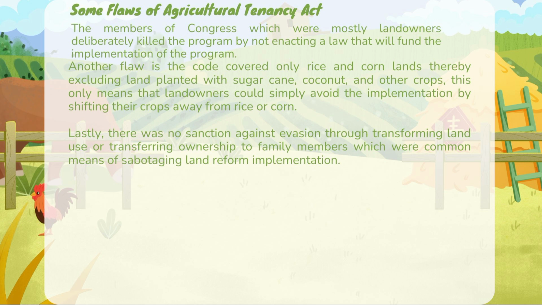Lastly, there were no punishments or penalties for landowners who tried to avoid the law. Some landowners would pretend to change the land's use or transfer ownership to their relatives. These tricks were common ways to cheat the system and stop land reform from helping the farmers.